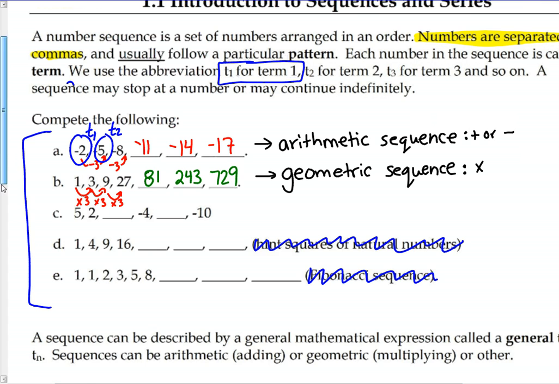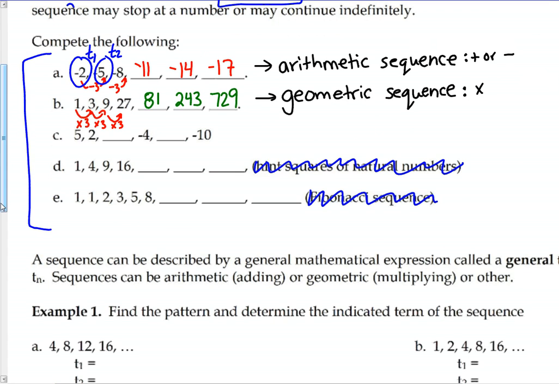The next one, what are we doing each time? Subtract by 3. So negative 1 you should have had, and negative 7. Is this arithmetic or geometric? Arithmetic. It's like you're adding and subtracting in elementary school. That's arithmetic.